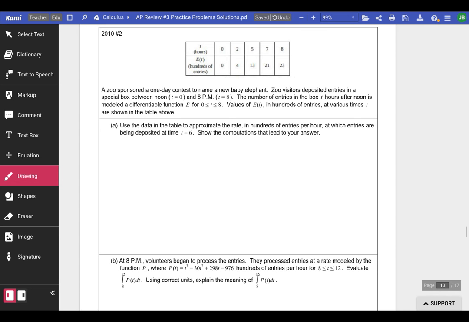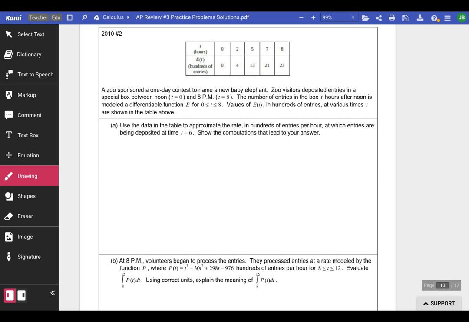Everyone, in this video, I'm going to go through question number 2 from the 2010 AP exam. Just like most of the problems in this practice set, we're looking at a table of values. In this case, the table gives us information on the number of entries being submitted to name a baby elephant. So let's see what we need to do.